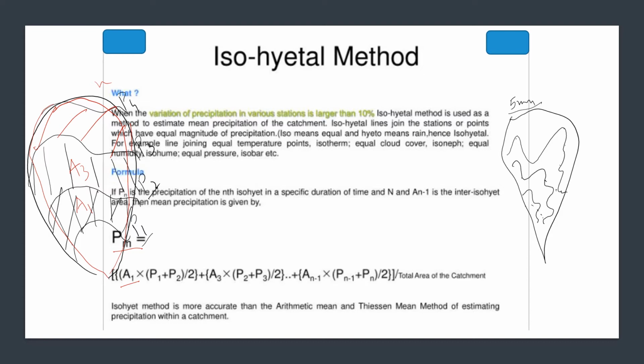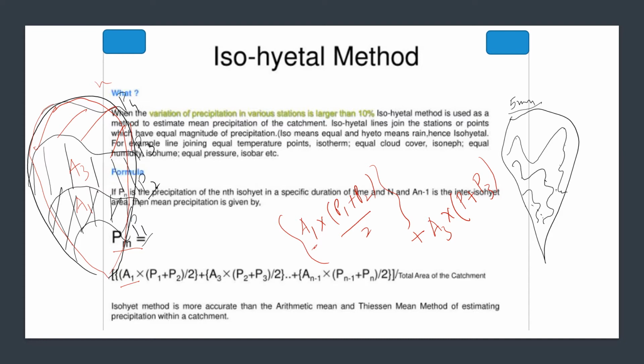So as you can see, if this is P1 and P2 and this is A1, then you multiply A1 into (P1 plus P2) by 2. This is 1. Plus, then you go to the next one, P2 and P3, and this will be your A3. So this A3 multiplied by P2 plus P3. You note that whatever number of gauge stations or whatever number of precipitations, this area is before that precipitation.